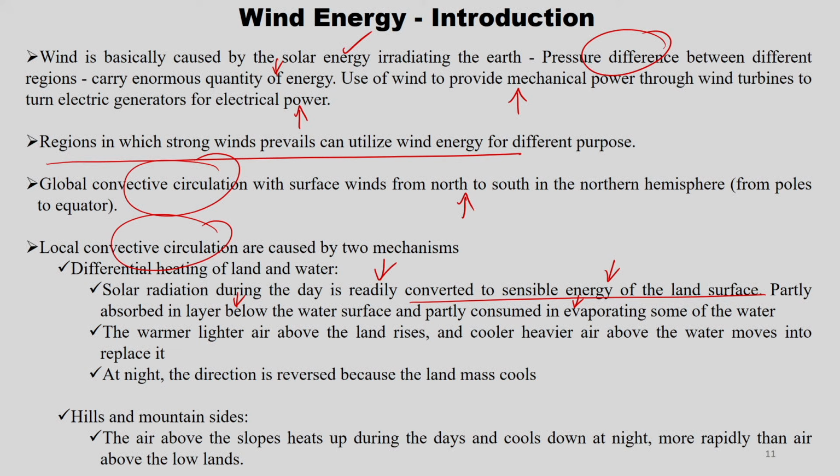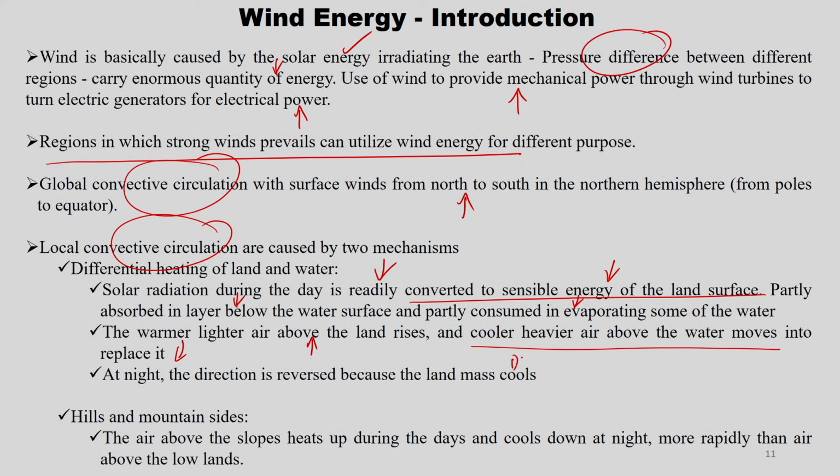So, because of that, the temperature at the land side would be higher compared to the water side. The warmer, lighter air above the land rises, and the cooler, heavier air, this cooler and hotter is comparative between land and water, the heavier air above the water moves in to replace it. Because of this pressure difference, wind is created by air motion.